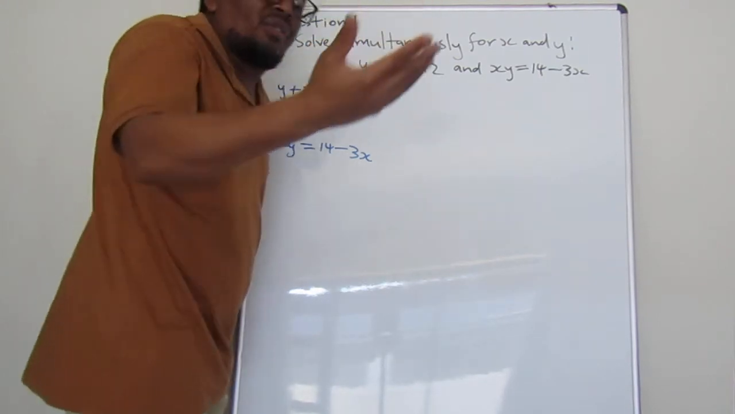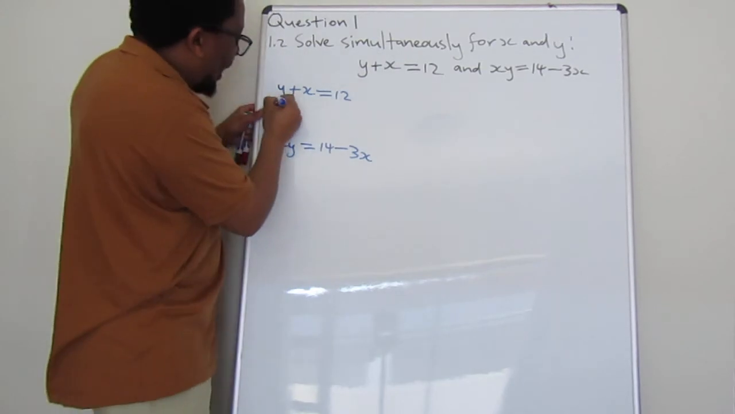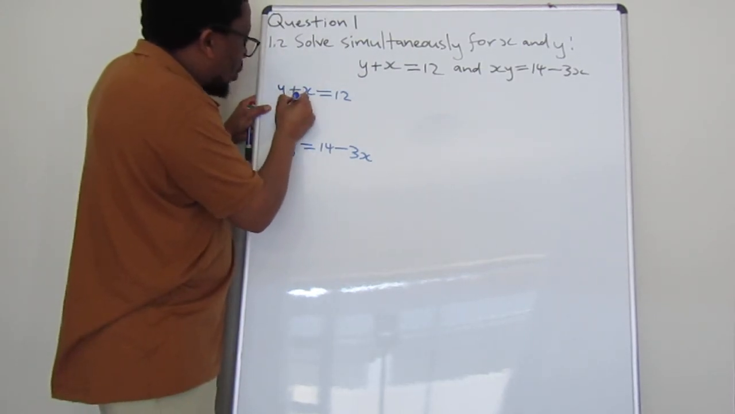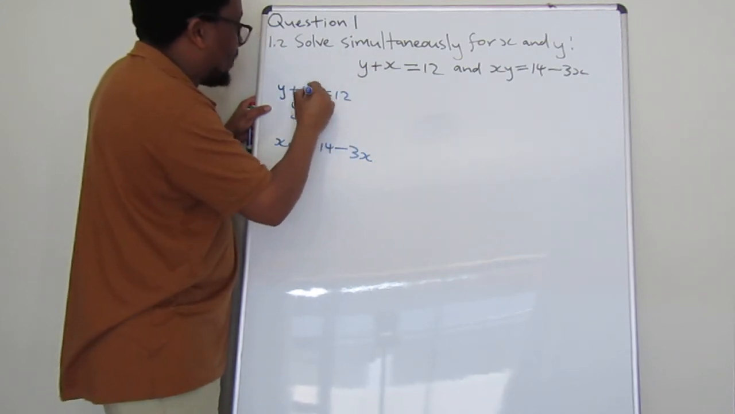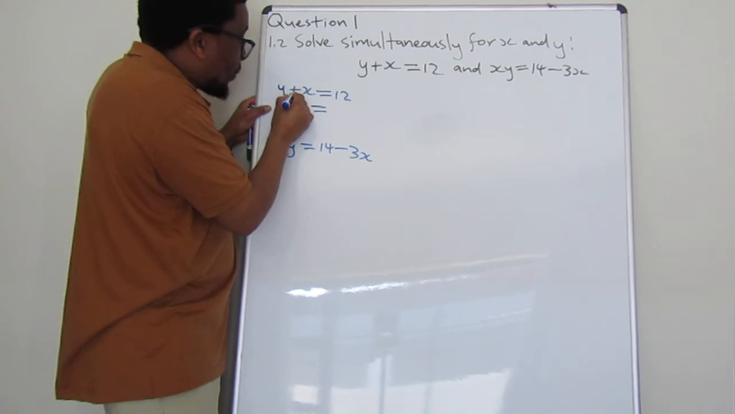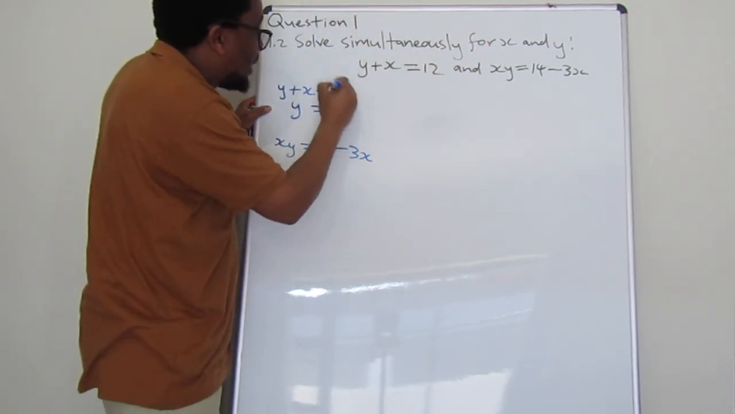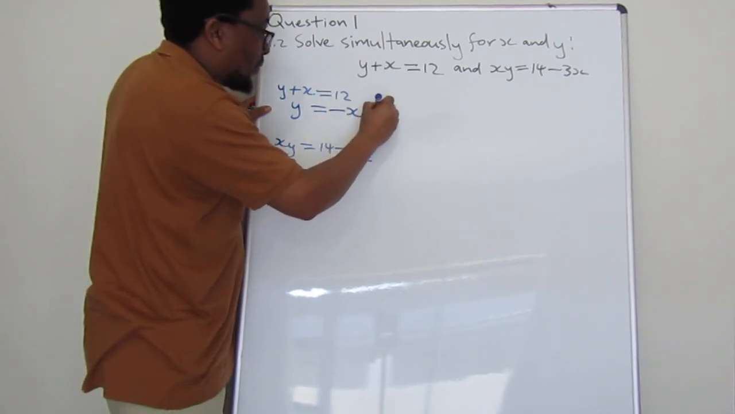Now, this is my starting point. I will either make y or x the subject of the formula. In my case, I'll make y the subject of the formula. How do I do that? I take x to the other side. If x is positive on the left-hand side, when it gets to the right-hand side, it will become negative x. Then there was positive 12 there.